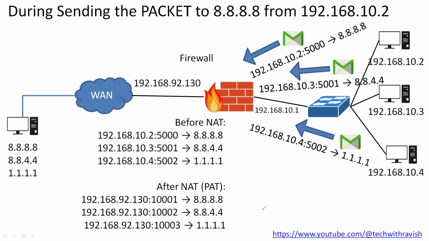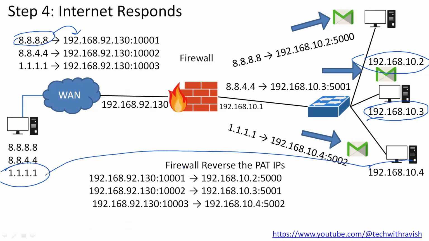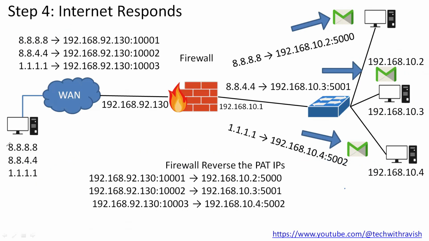In the receiving also, the same will happen. This is how the receiving will be done in the traffic. So during the receiving, 8.8.8.8 wants to forward the traffic to 192.168.10.2, 4.4.4.4 wants to send the traffic to 192.168.10.3, and 1.1.1.1 wants to forward the traffic to this one. So what will happen? These destinations don't know the internal IP addresses, so they are going to forward the data to the respective source that they received via the header.